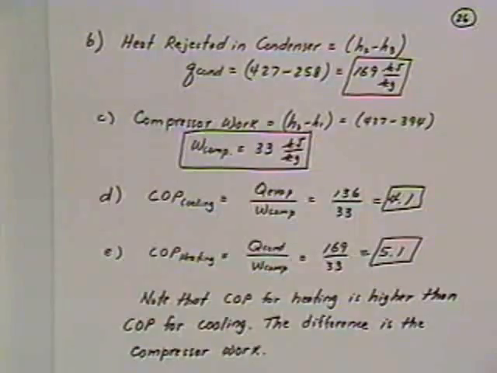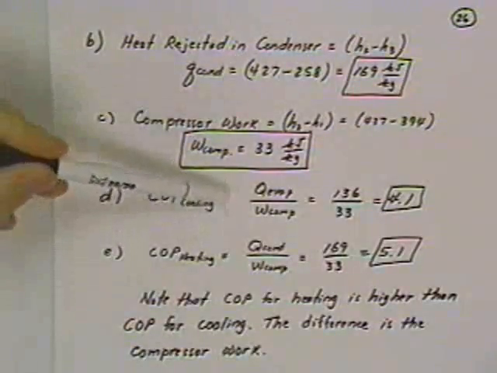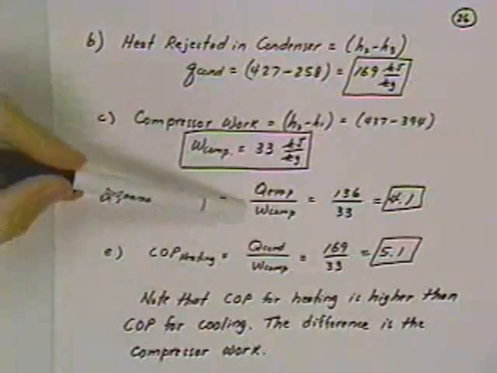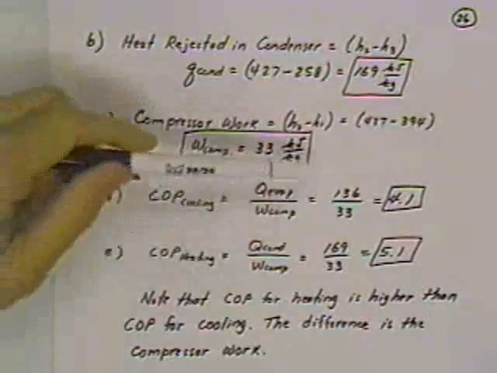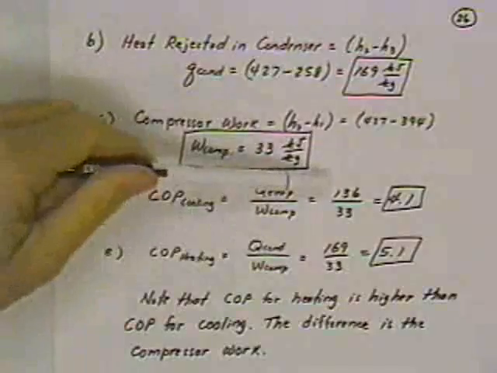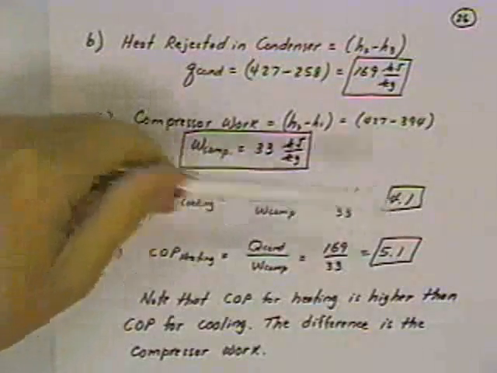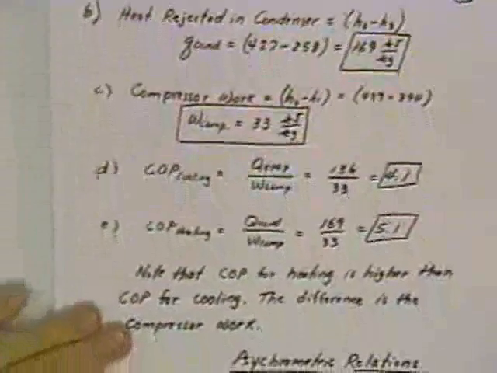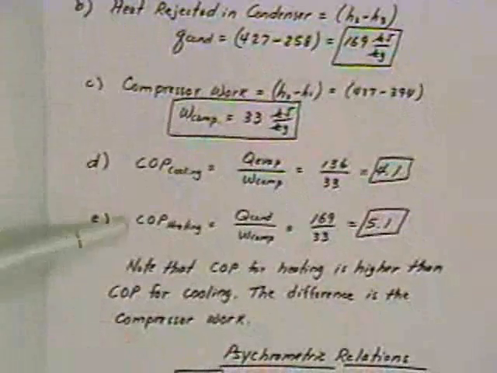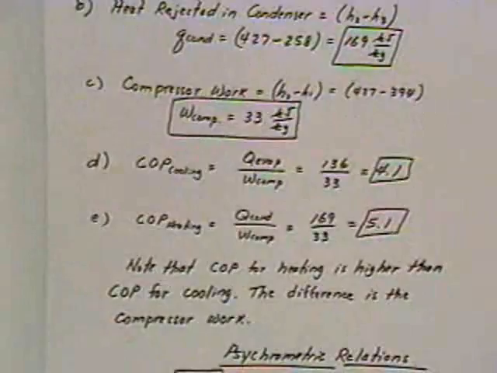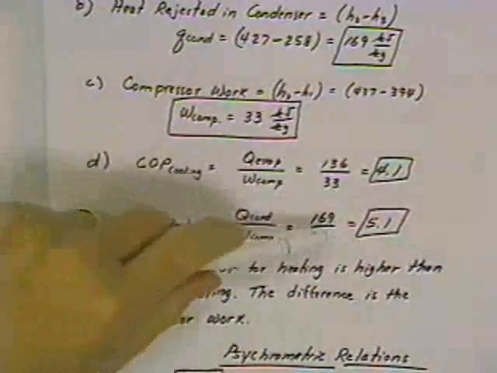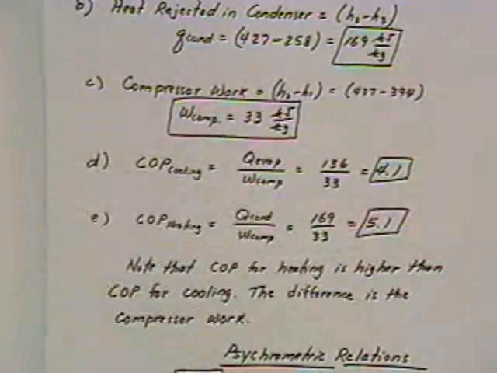Okay, COP for cooling. Define it as the Q in the evaporator divided by the work of the compressor. The evaporator cooling we got a while ago is 136, and the work of the compressor is 33, so you end up with a COP for cooling of about 4.1. COP for heating is the heat transfer in the condenser divided by the work of the compressor, so that's 169 over 33, which is 5.1.